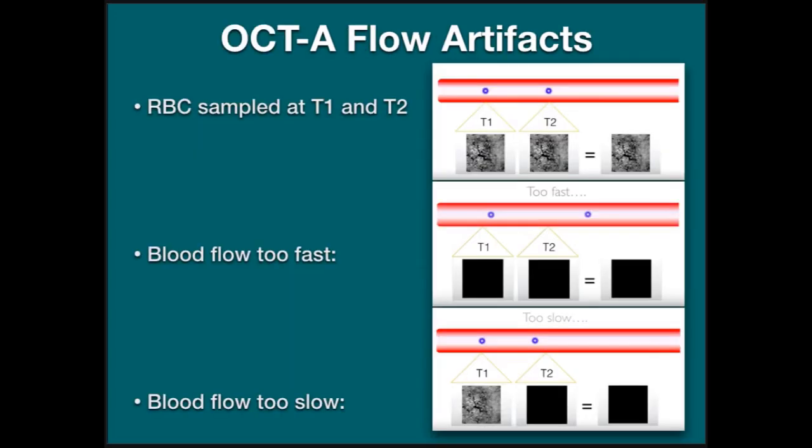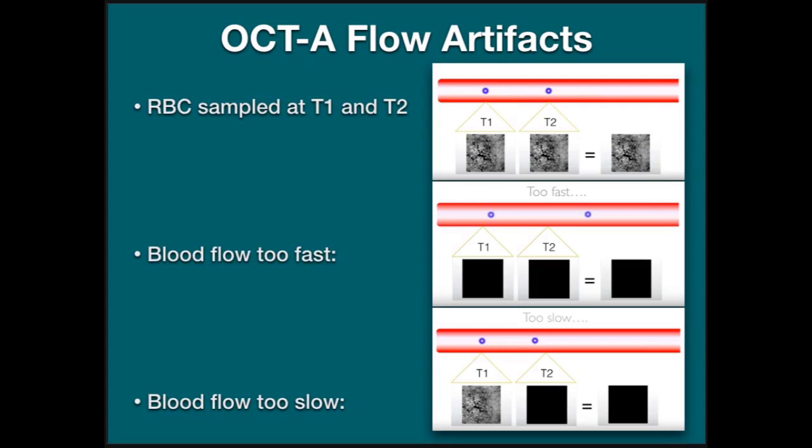All right, so OCT angiography takes samples at T1 and T2, and as I said earlier, it subtracts any stationary images and is then able to detect movement of the red blood cells within the blood vessels. So the sampling time between T1 and T2 needs to be set up similar to the blood flow rates in the typical retina. What happens if the blood is moving too fast?